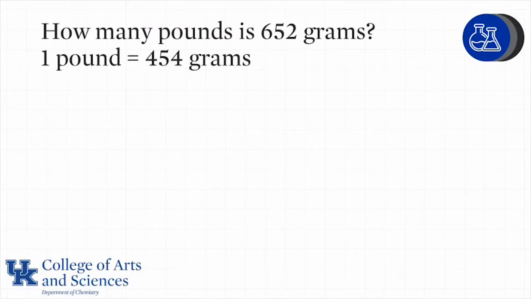Now let's look at a problem where it's asking how many pounds is 652 grams. We still use the same conversion, 1 pound equals 454 grams, but we're going to use it in a slightly different way. So our starting units in this case is grams because we're given 652 grams in the problem. We're going to finish with pounds because the question is asking how many pounds.